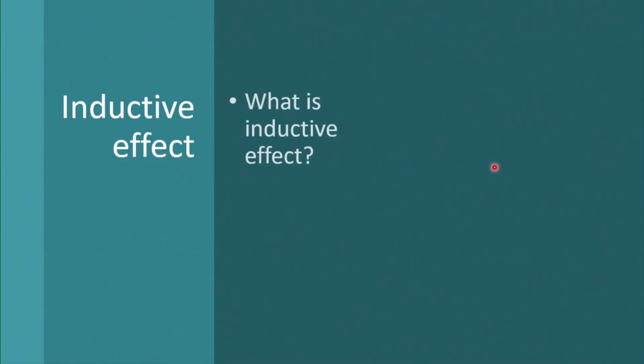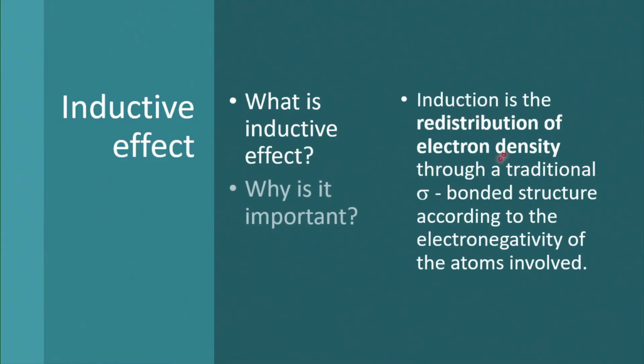So, what is inductive effect? Induction is basically the redistribution of electron density through a traditional sigma bonded structure according to the electronegativity of the atoms involved. So, here again the electronegativity plays a vital role in deciding how the electrons are distributed between the bonded atoms, and we will be looking at why it is important at the later part of this course.